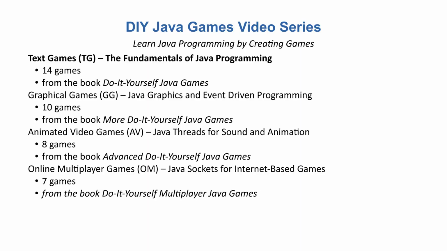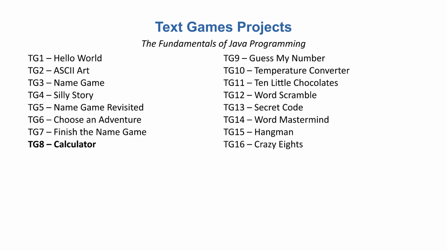We're currently in the Text Games video series, TG, the first of 4 types of games series. The focus of this series is to cover the fundamentals of Java programming. No programming experience is required. You'll learn how, when, and why Java programs are written the way they are. This series has 16 projects.